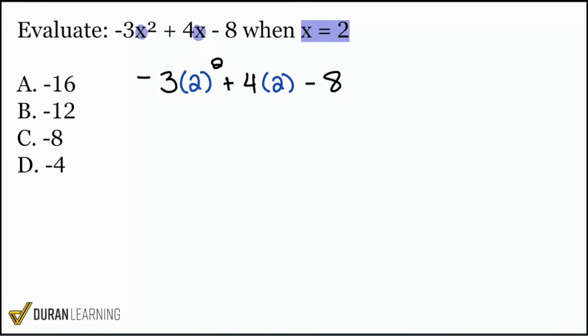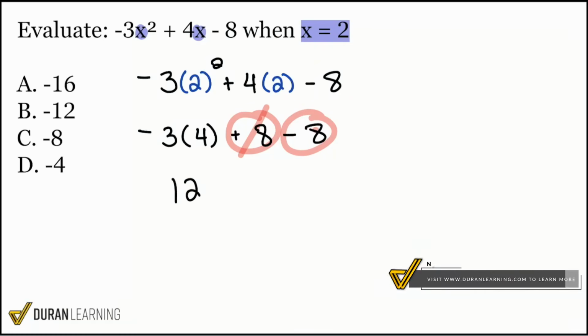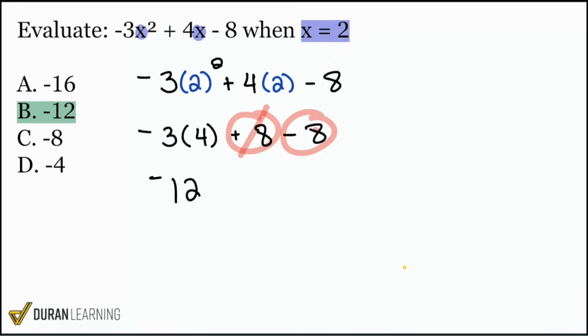From here, we go with 2 squared, which is 2 times 2, and that'll be 4. Then we have 4 times 2, which is 8, and then minus 8. I notice immediately that I can cancel these out, and that's exactly what I'll do. I'll mark those for cancellation, nice and easy. The last step is just doing negative 3 multiplied by 4. 3 times 4 is 12, and a positive multiplied by a negative leaves it as a negative. And there we are. The correct answer here is answer choice B, negative 12.